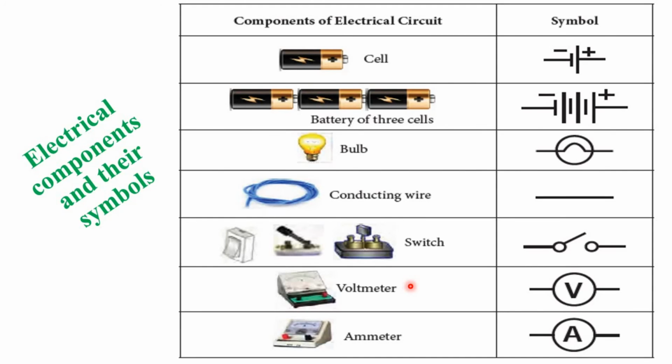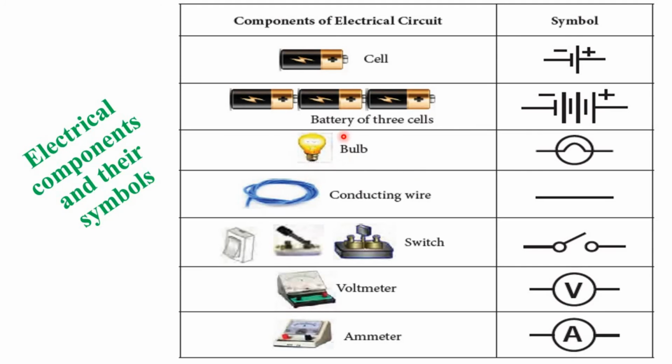Now let us look into the electrical components and their symbols. So these are the electrical components. I have mentioned a few out here and their symbols here. This is a cell and it is represented by this symbol. And if we have more than one cell, it is called a battery, and the battery is represented with this symbol, 2 cells or 3 cells together.